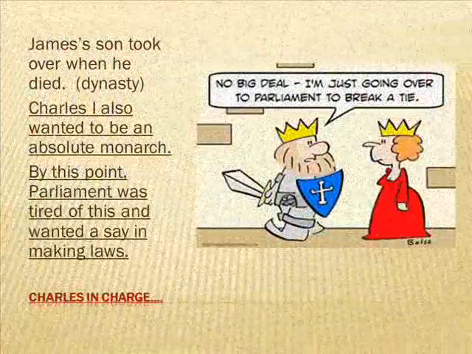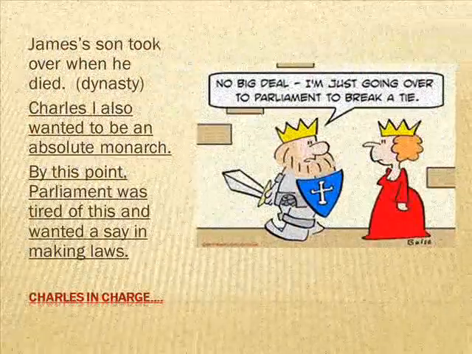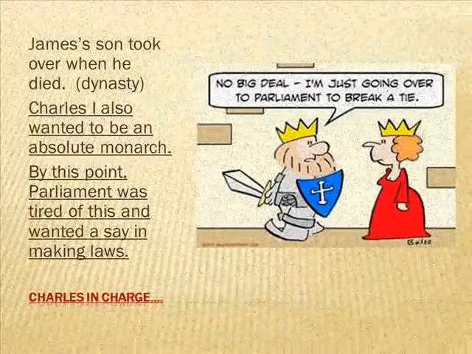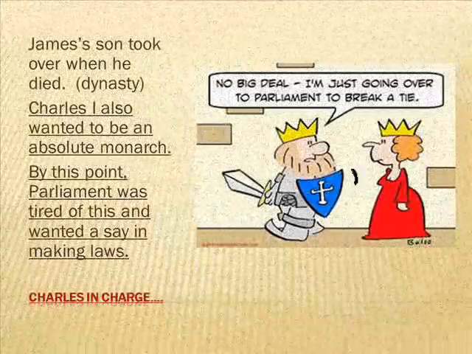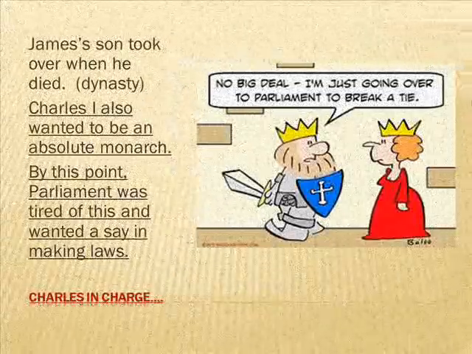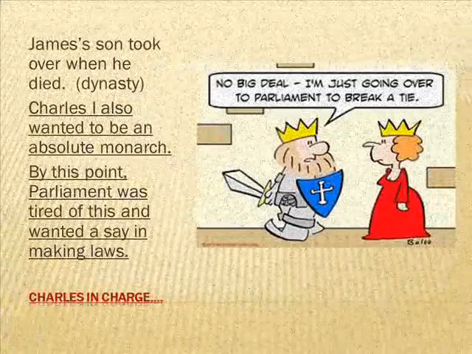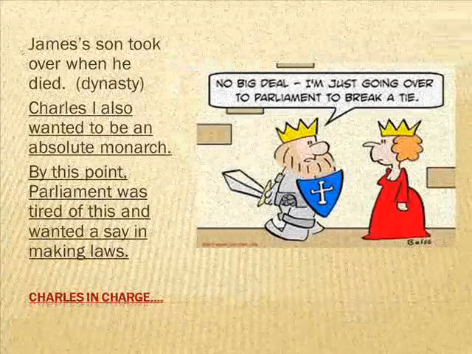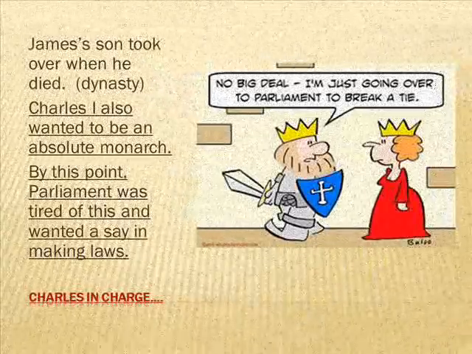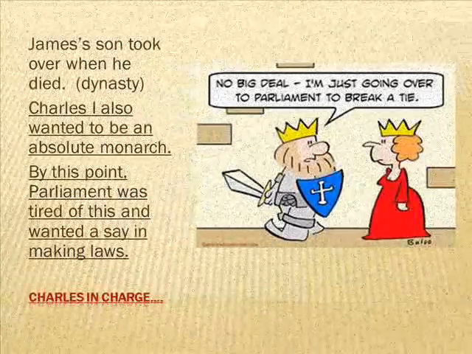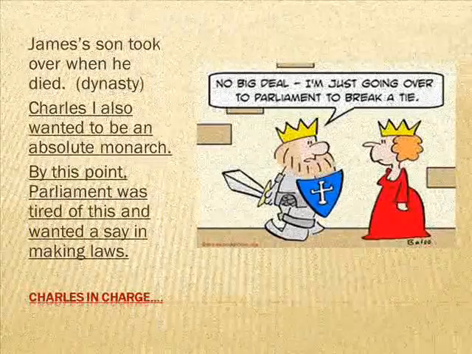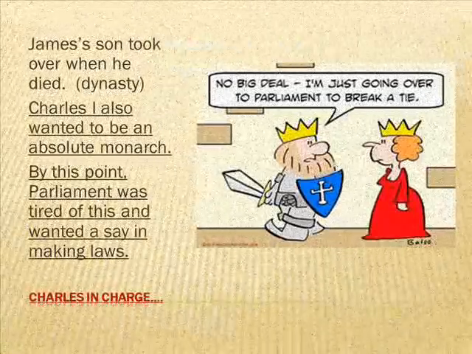Well, eventually King James dies, like we all do sooner or later. And at that point his son takes over. His son was named Charles. And so we get a dynasty of this family called the Stuarts. Charles I wanted to be an absolute monarch, much like his father had wanted to be an absolute monarch. But by this point, Parliament was getting tired of this. And they started wanting a definite say in making laws. No questions about it, no comments about it. They wanted to have power.